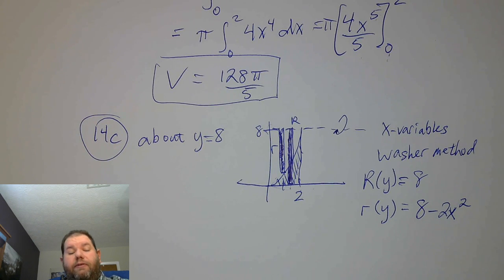Now again, these are the most important steps in the problem, because if we don't correctly identify capital R of y and little r of y, then everything else that follows is going to be wrong. We could do good work, but we won't have a right answer at the end of the problem.